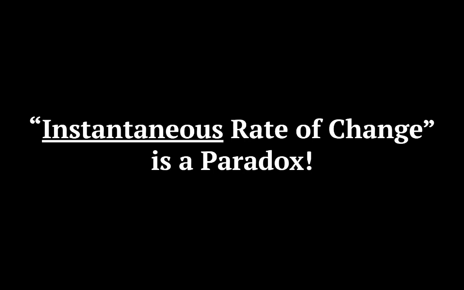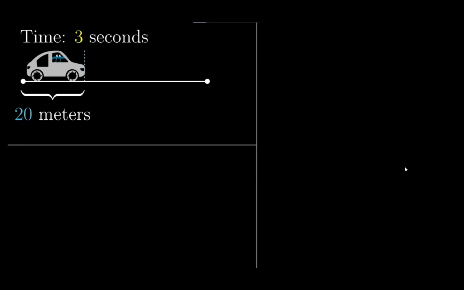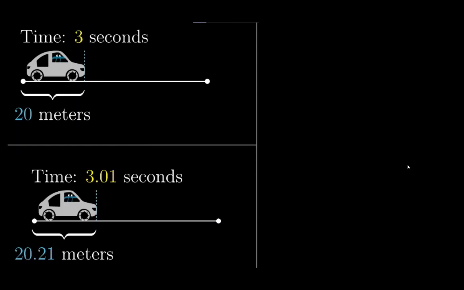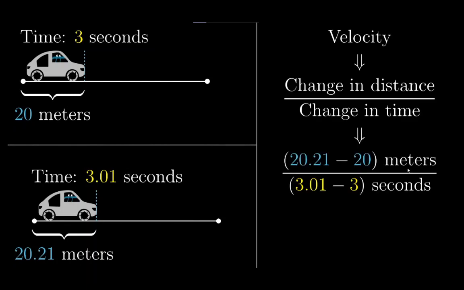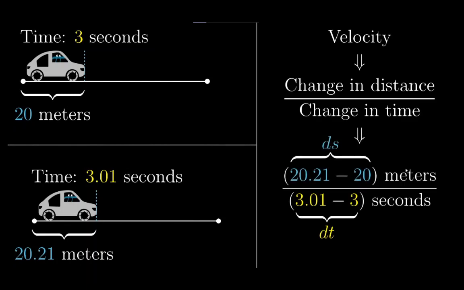So what the speedometer is actually doing is measuring how far the car is going over a very small period of time, say the distance traveled between 3 seconds and 3.01 seconds. Then it computes the speed in meters per second as the very small change in distance, let's call that ds, divided by the change in time, let's call that dt.